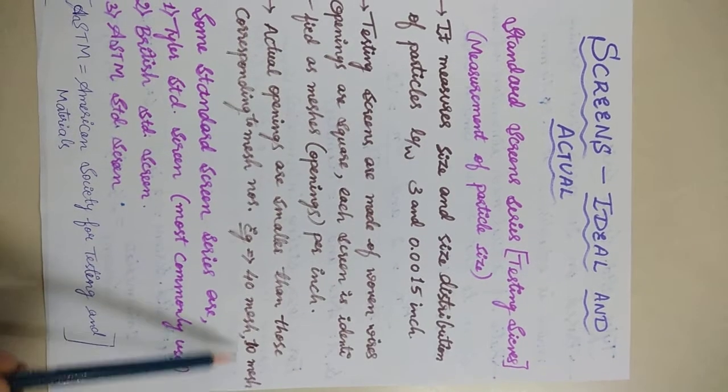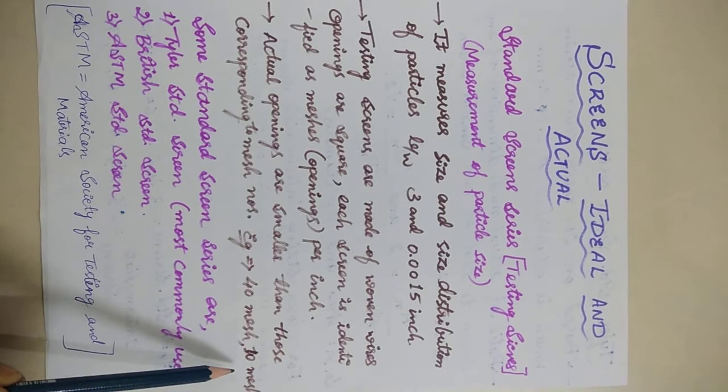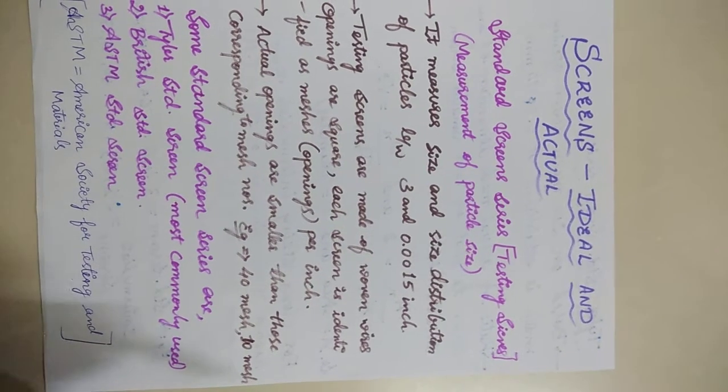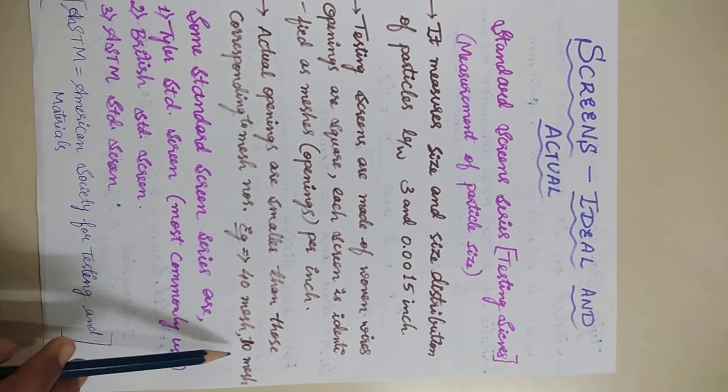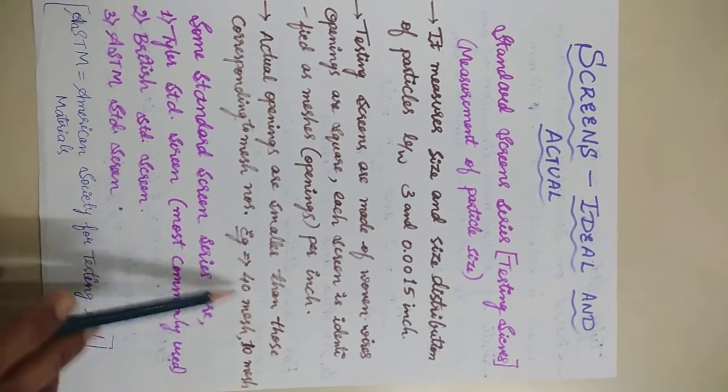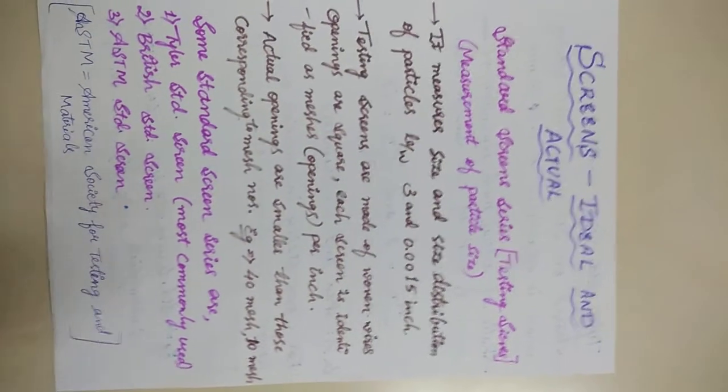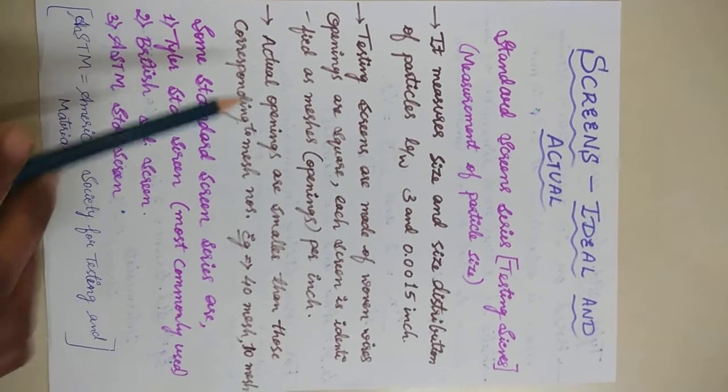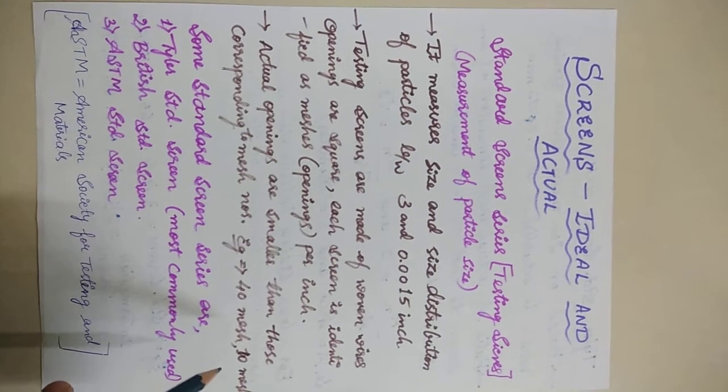So we have different mesh numbers here. I have mentioned two of them as an example: 40 mesh screen, 10 mesh. So all these are mesh numbers, but actual openings are smaller than this number.